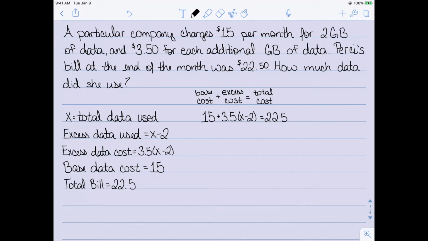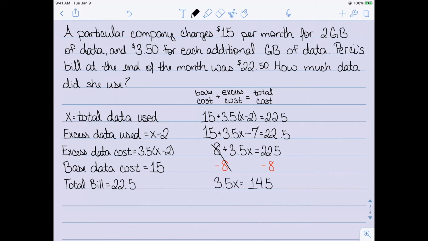We're going to start by distributing our parentheses. That gives us 15 plus 3.5x minus 7 is equal to 22.5. We can then combine the 15 and the 7. That gives us 8 plus 3.5x is equal to 22.5. We can then subtract 8 from both sides. That gives us 14.5. We then divide both sides by 3.5. And that gives us x is 4.14. So she used about 4.14 gigabytes of data.